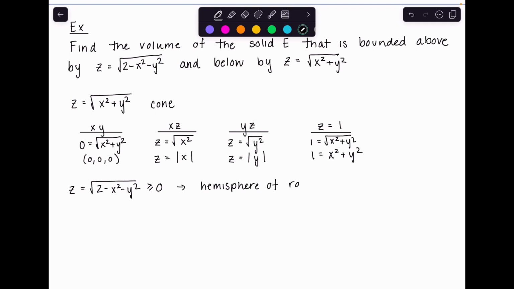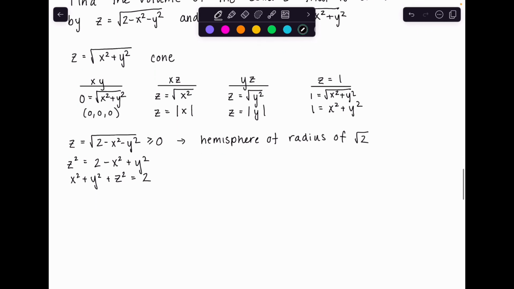And specifically, it's got a radius of root 2. It's basically the square root of whatever this number is. So just to show you, if you squared both sides, when you move the x squared and y squared over, you have that sphere, okay? But because of the way it's written, it's just the top half of the sphere. Now, because I'm utilizing these two surfaces, it's below the sphere and above the cone.